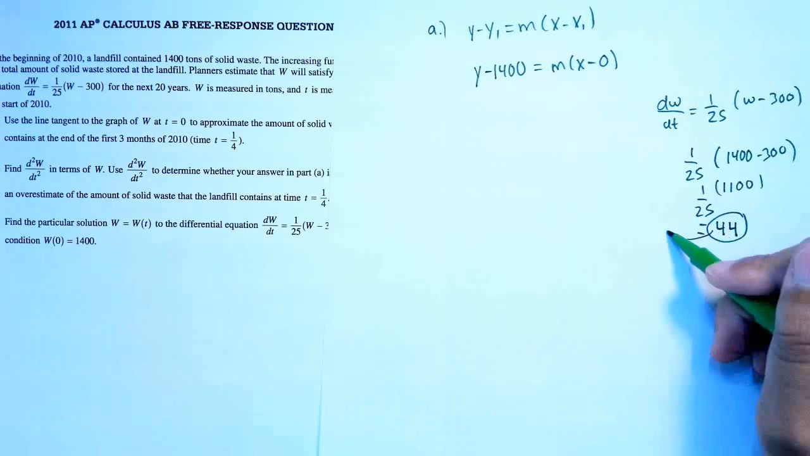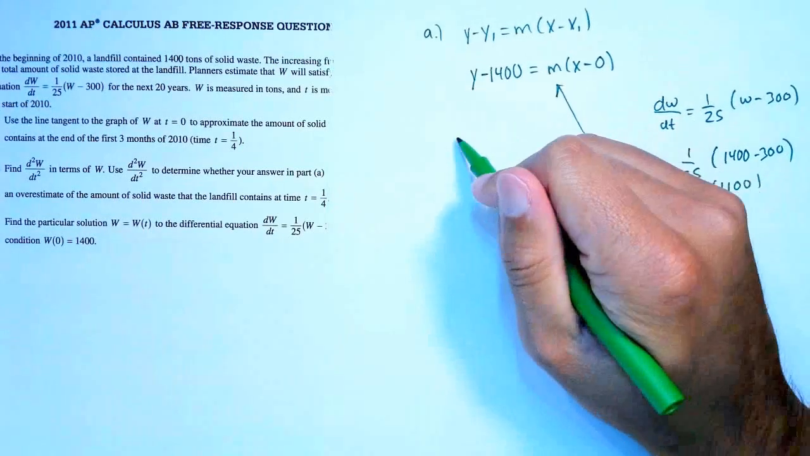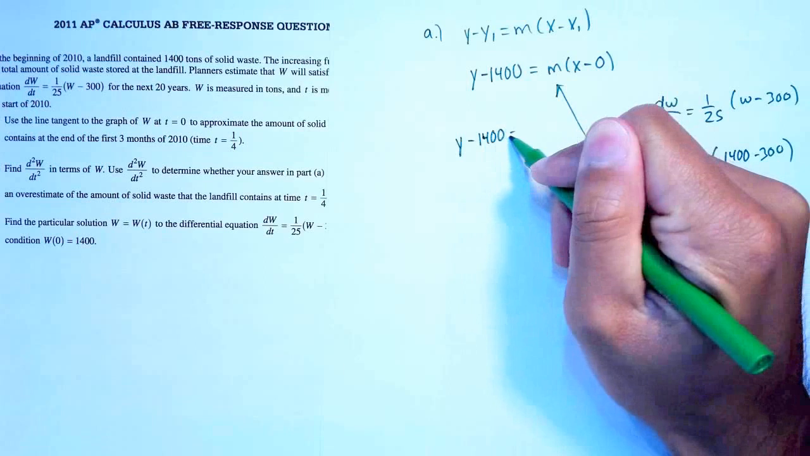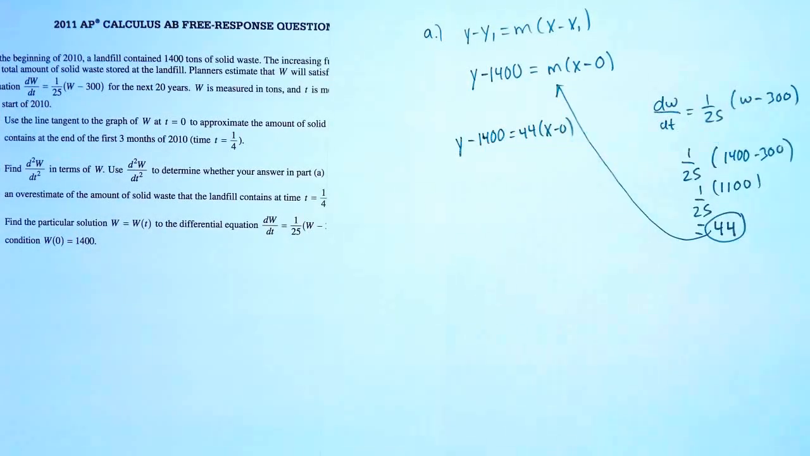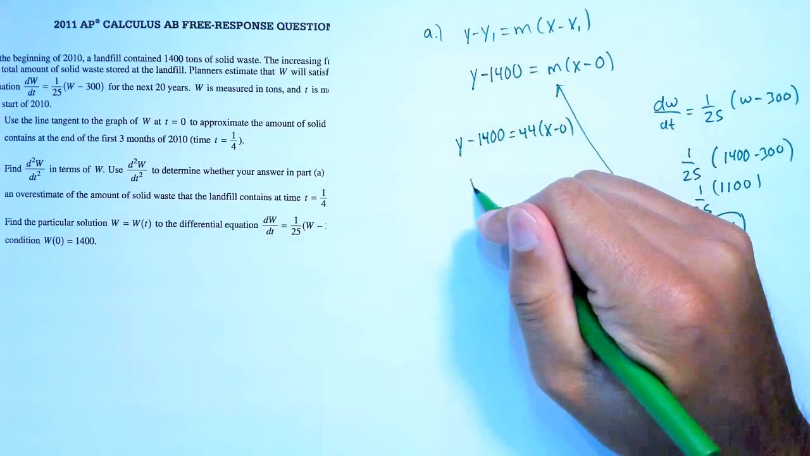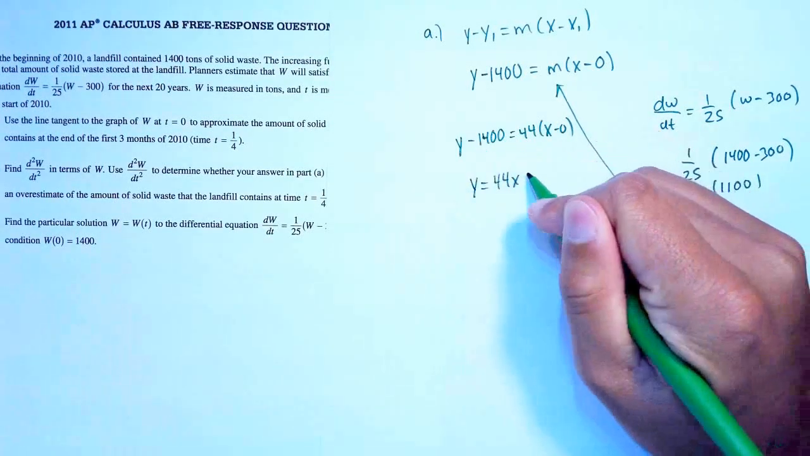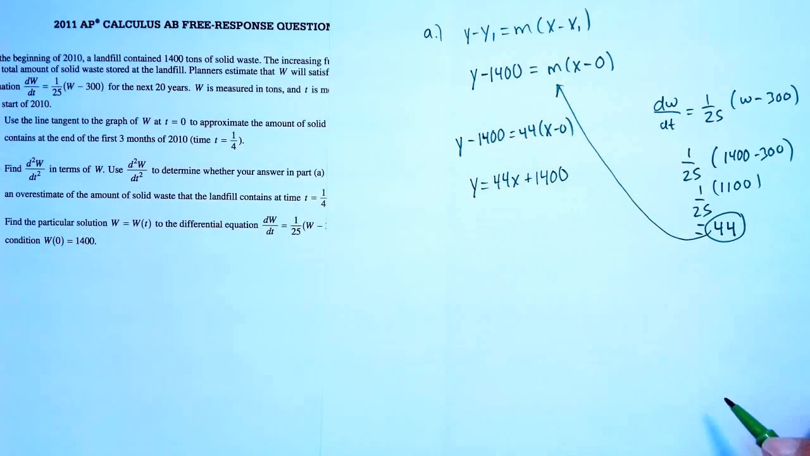Well, what does that mean? That means that at time t equals 0, that was the initial slope. So this is going to be y minus 1,400 equals 44 parentheses x minus 0. Now I should probably drop that 0. Then I'm going to simplify this as y equals mx plus b: y equals 44x, and then bring the 1,400 over, plus 1,400. If you're able to do that, then that right there is going to give you your points.